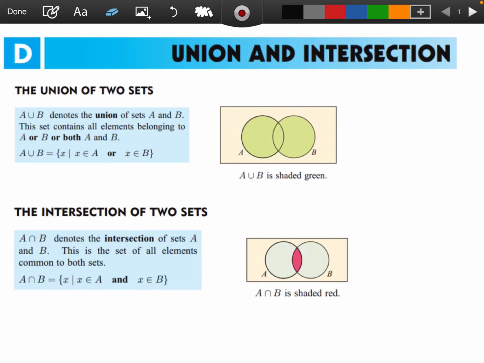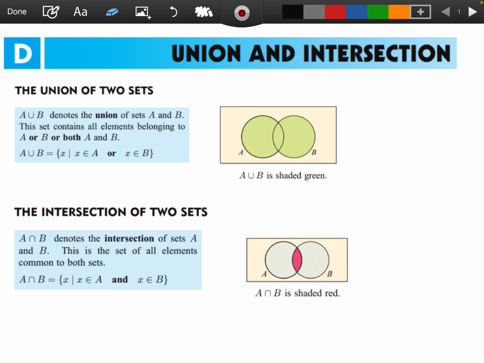Hi everyone. So this video is going to be about union and intersection. We're talking more about Venn diagrams, and again we've got some new vocabulary and some new symbols. So let's just dive right in. Union and intersection are often spoken about together because they are kind of like two sides of the same coin almost.